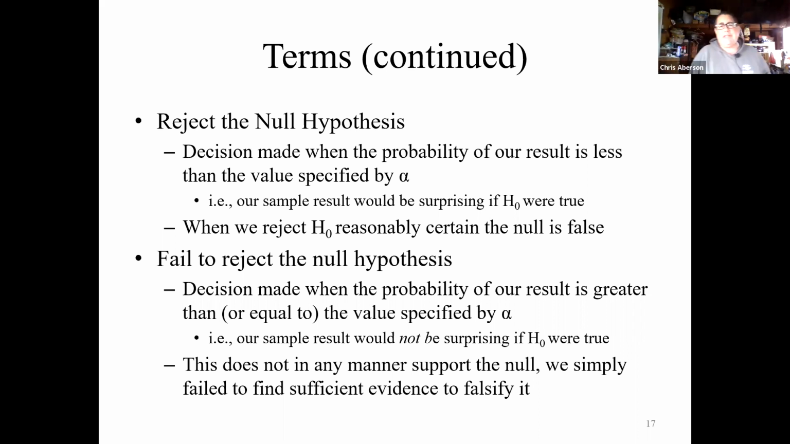Failing to reject the null hypothesis. This is the sort of decision that you would make when the probability of a result is greater than or equal to the value specified in alpha, or if we were using a confidence interval, the decision you would make if that confidence interval included the value in the null, or in the case of the independent samples t-test, included that value of 0. That would be saying, okay, 0 is a reasonable value for what we might expect in the population, so we wouldn't reject the null. Failing to reject the null, important to note here, does not in any way provide support for the null hypothesis. Null hypothesis significance testing procedures do not tell you anything about whether the null is likely to be true.